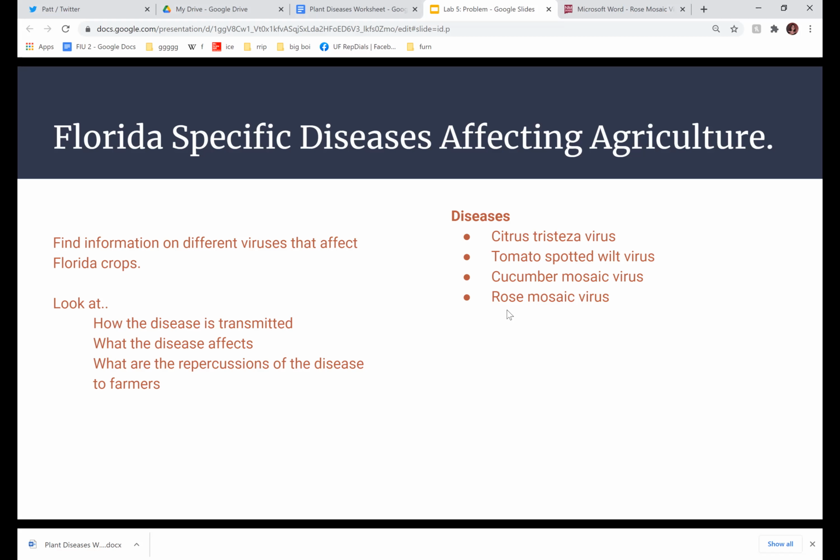And then some of the repercussions of the disease to farmers: if it occurs in one part of the plant, you can cut that part off, but it'll eventually affect the rest of the plant. So once the plant's affected, it'll take out the entire crop. For example, this affects roses, so it affects the viability of the crop to be sold because it's no longer aesthetically nice. So yes, I think it's your turn to talk about citrus greening.